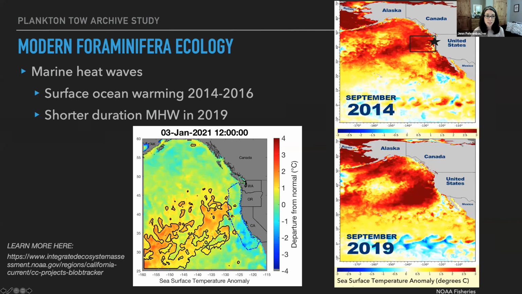And I've put a link here if you want to learn more. There is actually a blob tracker. So they're keeping track of what's happening because during these events, ocean conditions change enough that they're changing the food web. So this is something that's of interest to a variety of scientists.